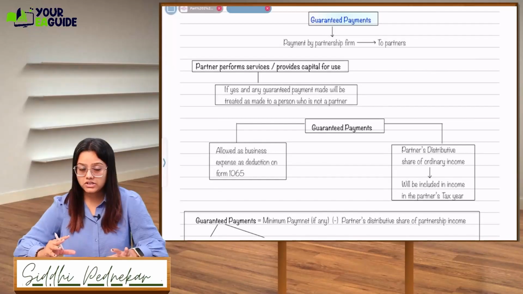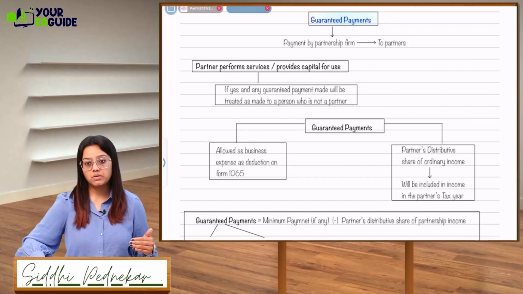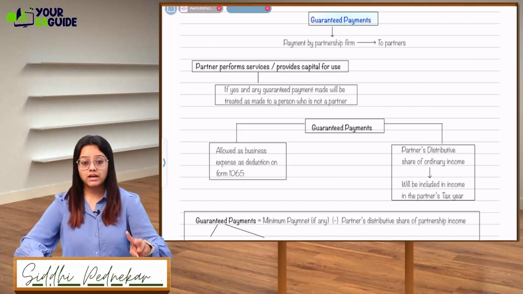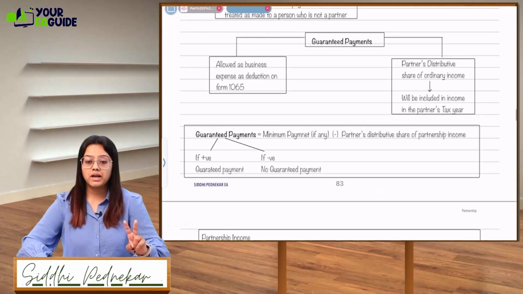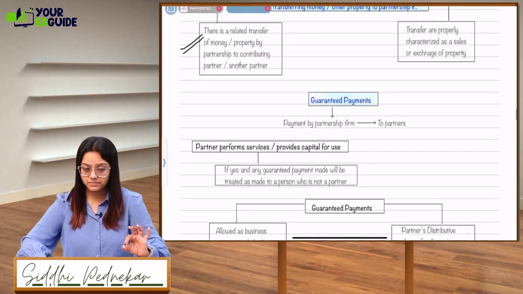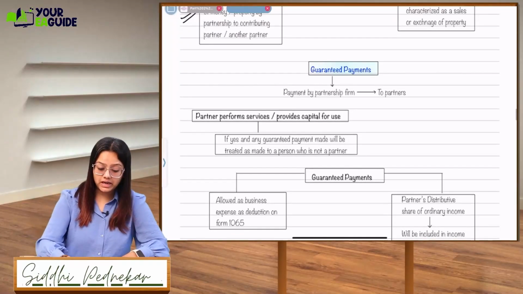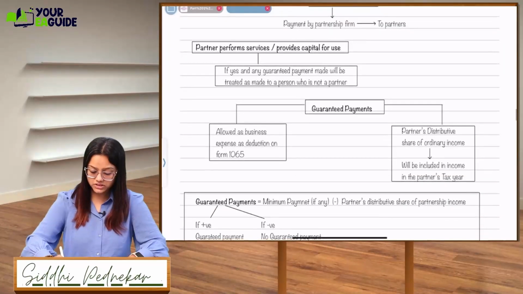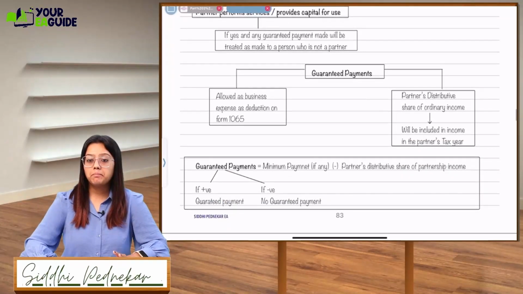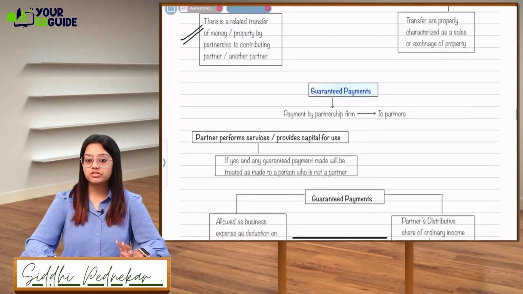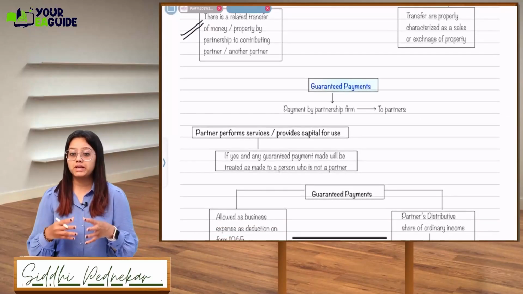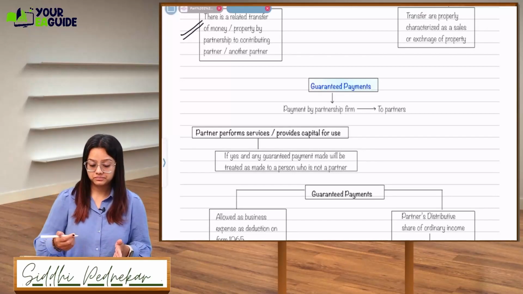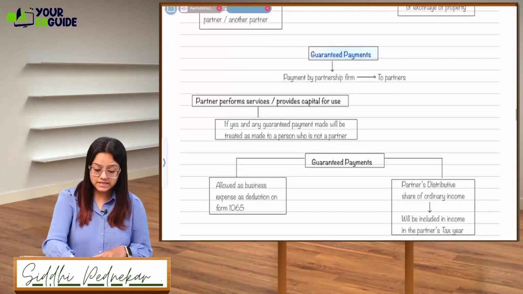Guaranteed payment by a partnership firm to a partner. Now let's say the partnership firm is paying a certain amount to the partner. There will be 2 things: one will be guaranteed payment and one will be the minimum payment. Minimum payment means anything which is being guaranteed by the partnership firm to a partner. Okay, let's see what it is.